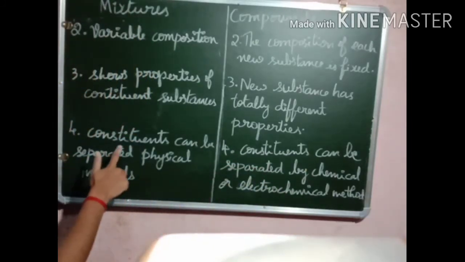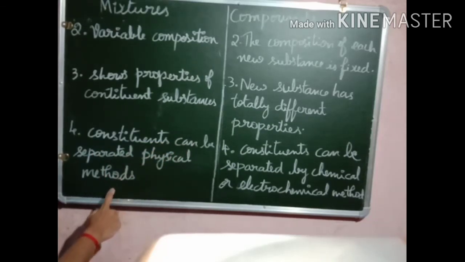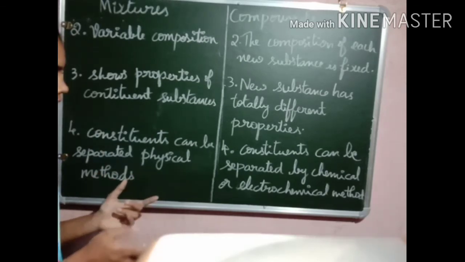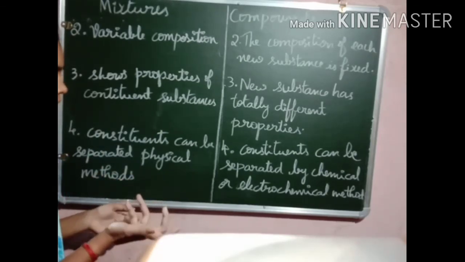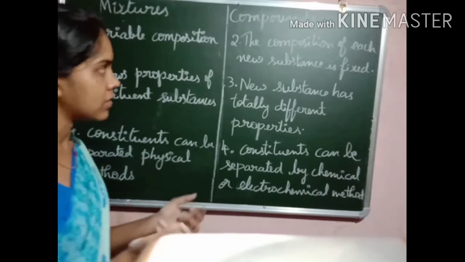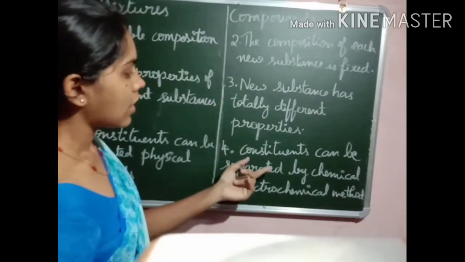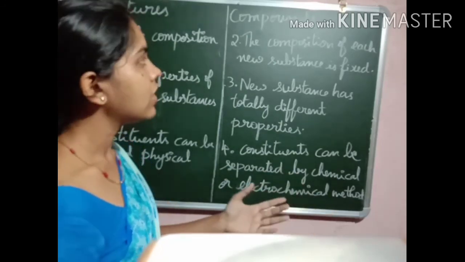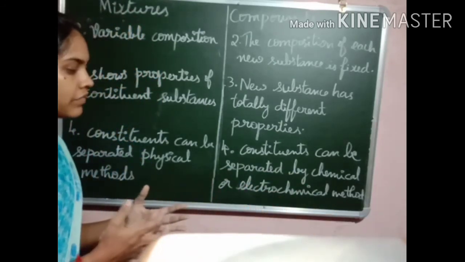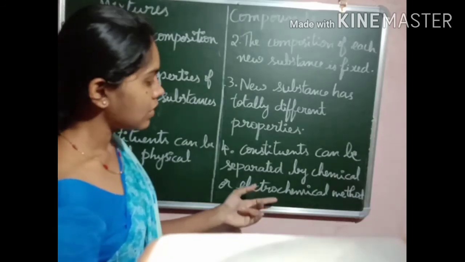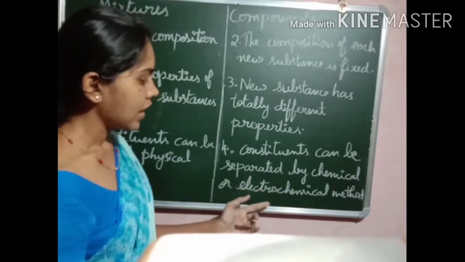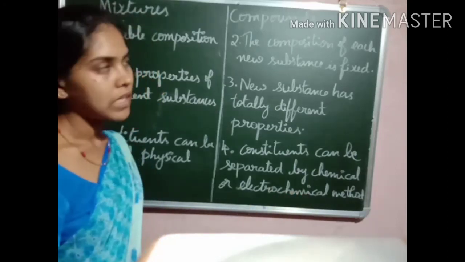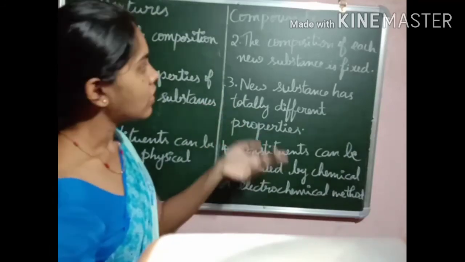The next property: constituents can be separated by physical methods. If you take a salt solution, you can separate the particles by physical methods such as evaporation and filtration, simple methods. For compounds, the constituents can be separated only by chemical or electrochemical methods. It is a little more difficult process. You have to use chemical or electrochemical methods to separate the elements of these compounds.